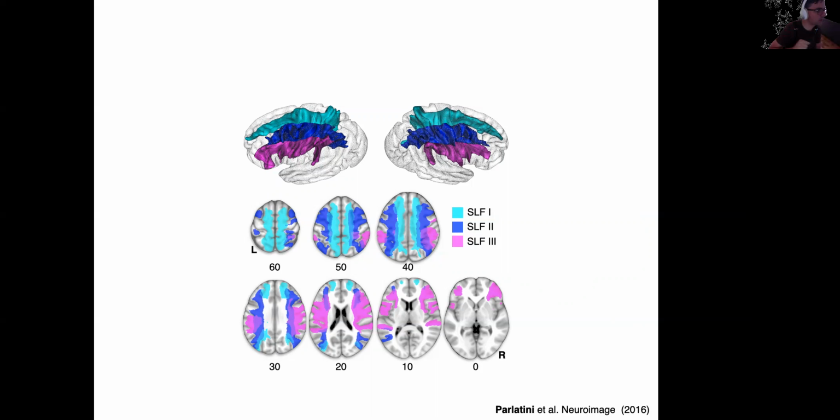The dorsal one connects the superior parietal lobule with the superior frontal gyrus, in light blue or cyan. The second one connects the intraparietal sulcus and the angular gyrus with the middle frontal gyrus and frontal eye field. That's the second branch, in dark blue. And the third one connects the temporoparietal junction and supramarginal gyrus with the inferior frontal gyrus, and that is the pink one that we can see here.